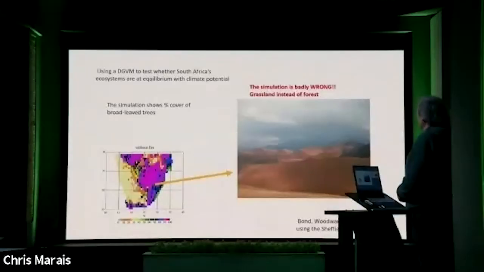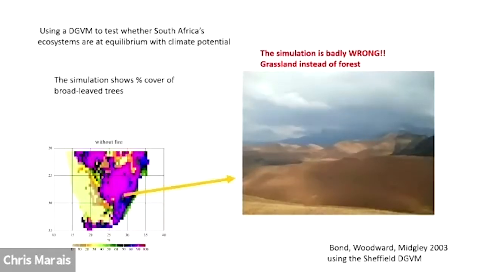So working with Ian Woodward and Guy Midgley, we used Ian's DGVM, the Sheffield DGVM, to test whether South Africa's ecosystems are at equilibrium with climate. And what that simulation does is to show for this part of Southern Africa, the percent cover of broadleaf trees. And you see there are lots of trees with those bright pinks and purples on the eastern side of the country, and it's much drier on the west, which is consistent with the way the basic biomes work.